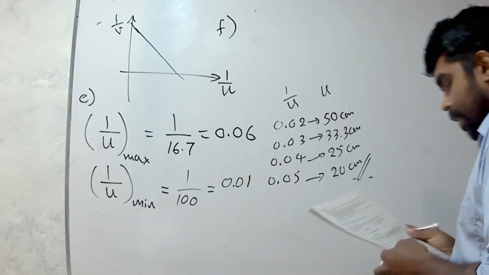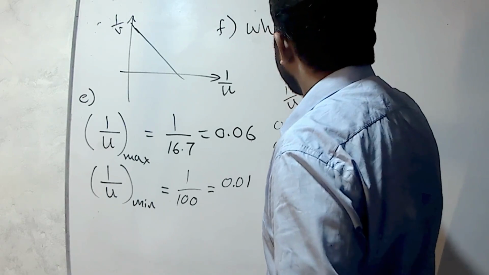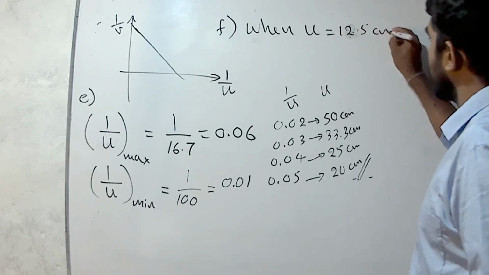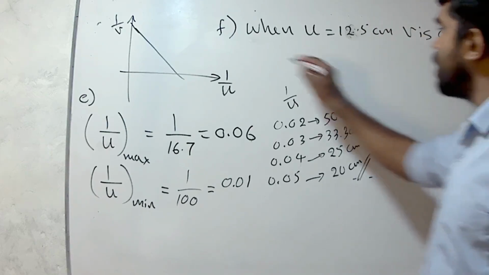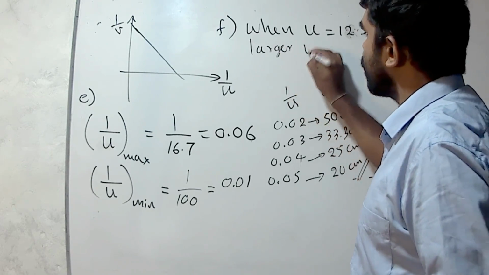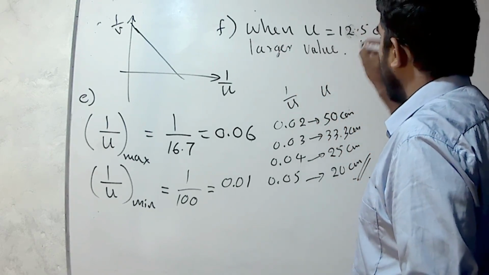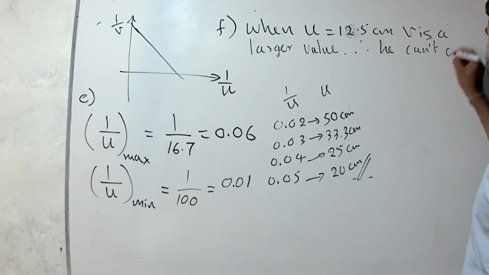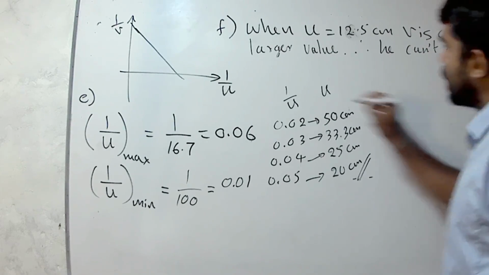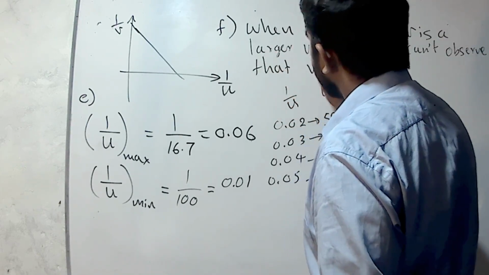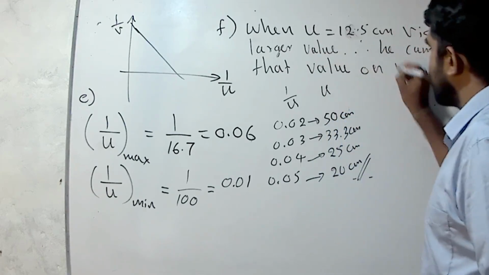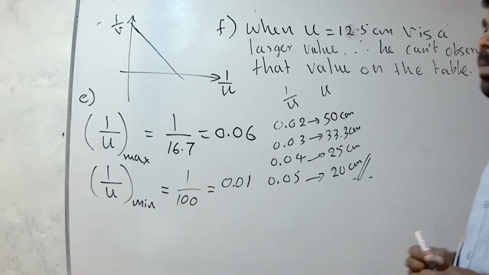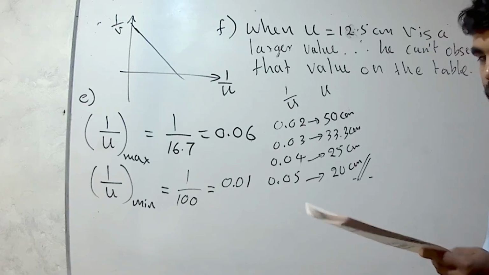We can write, when U equals 12.5 centimeters, V is a larger value. Therefore, we can't observe that value on the table. The length of the laboratory table is not sufficient.